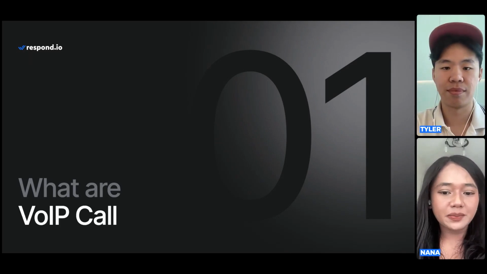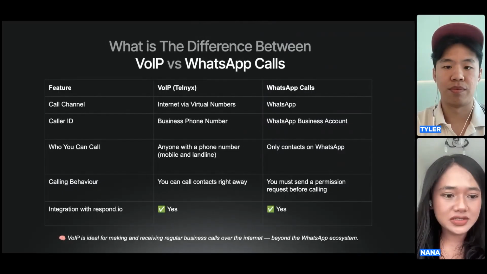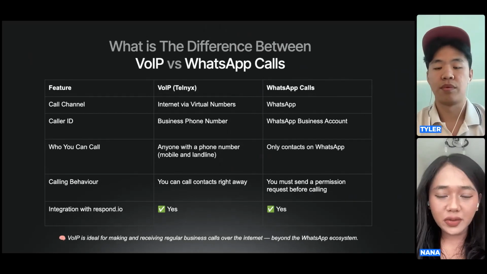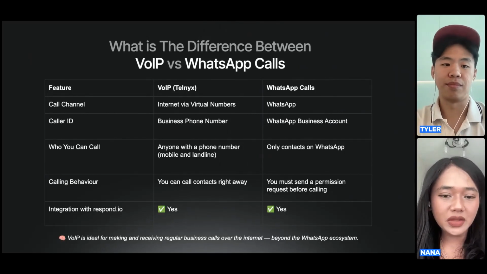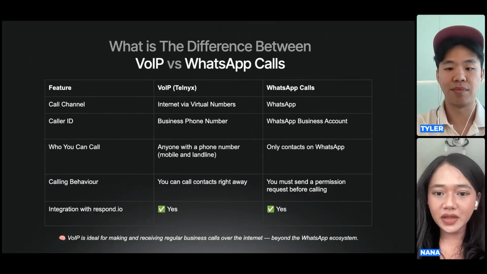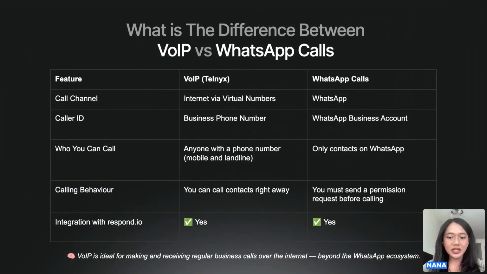Now here's how it compares to WhatsApp calls on Respond.io. In terms of the call channel, VoIP is done through the internet through virtual numbers, whereas WhatsApp calls are within the WhatsApp app itself. For caller ID, the VoIP channel, or Telnyx VoIP, uses your business phone number, whereas WhatsApp calls use your WABA, the WhatsApp Business Account. In terms of who you can call, with VoIP you can call anyone with a phone number, be it landline or mobile, and with WhatsApp calls you can only call contacts on WhatsApp.